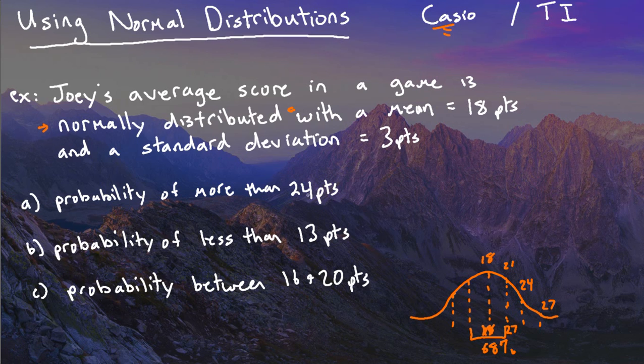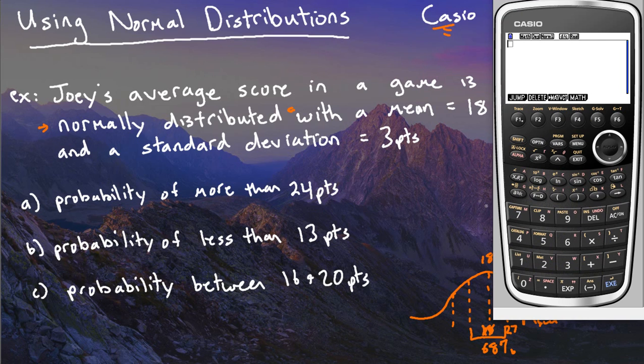So this first one we really could do using that memorization, but we're going to use a different method. So the 24 lies right here. So the probability of more than 24 would be 24 and then everything to the right. Okay, so here's how we're going to use our calculator.